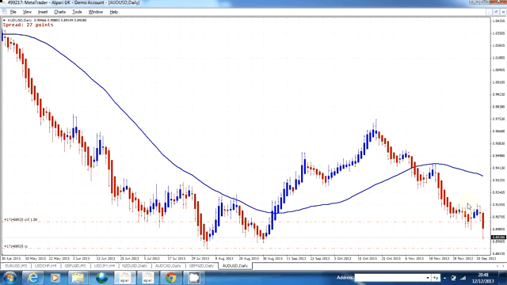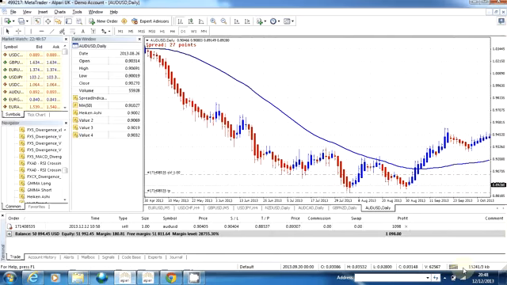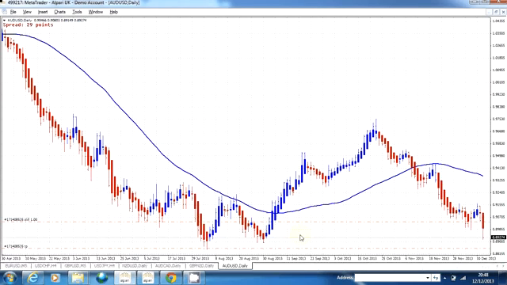I could just quickly show you right now that we have 109 pips in profit, and the position will wait until we hit our target. But if we move sufficiently more, we will move our stop loss closer to the current price.